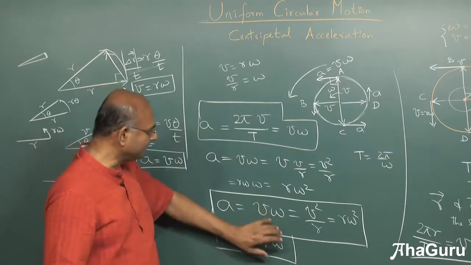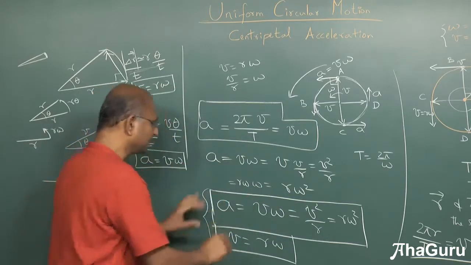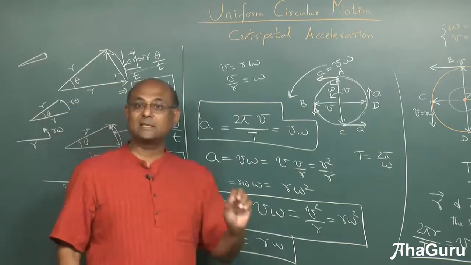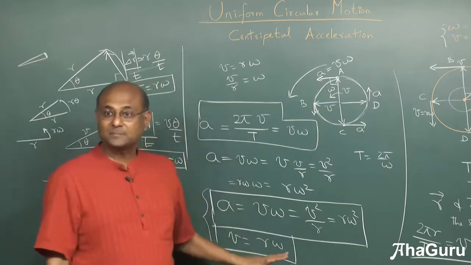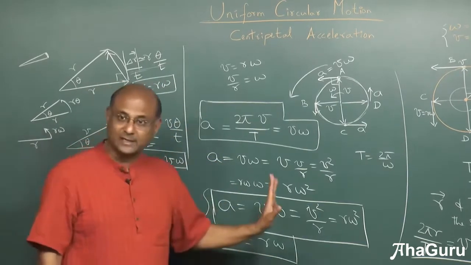Okay, and if you combine these two, you will get the other two. So let us keep this in mind. This acceleration is v omega, that is the magnitude of acceleration. Just like velocity r omega is not really velocity, it is the speed, the same way this gives us the magnitude of the acceleration. So I hope that is clear.